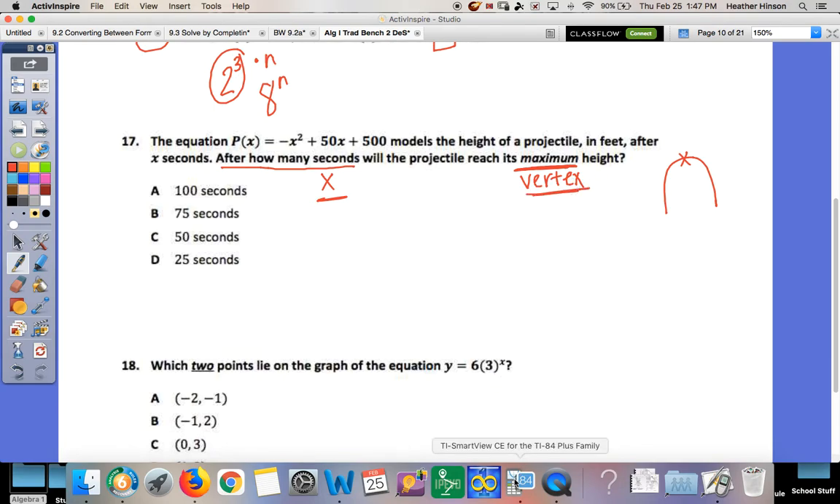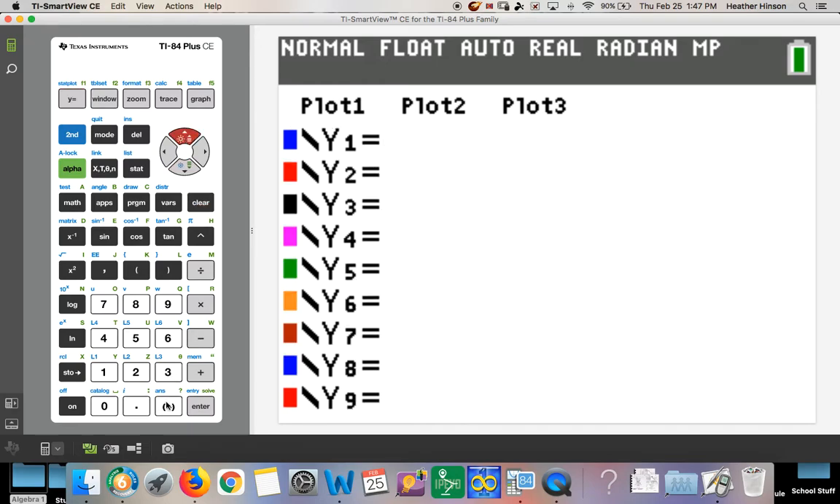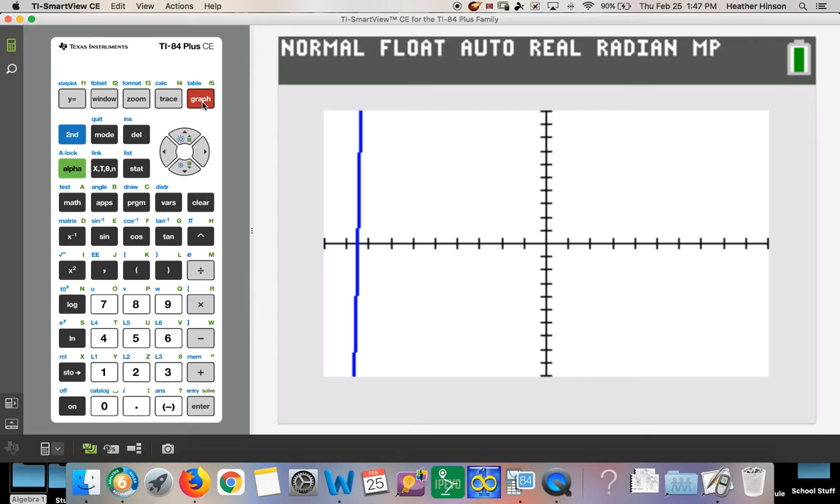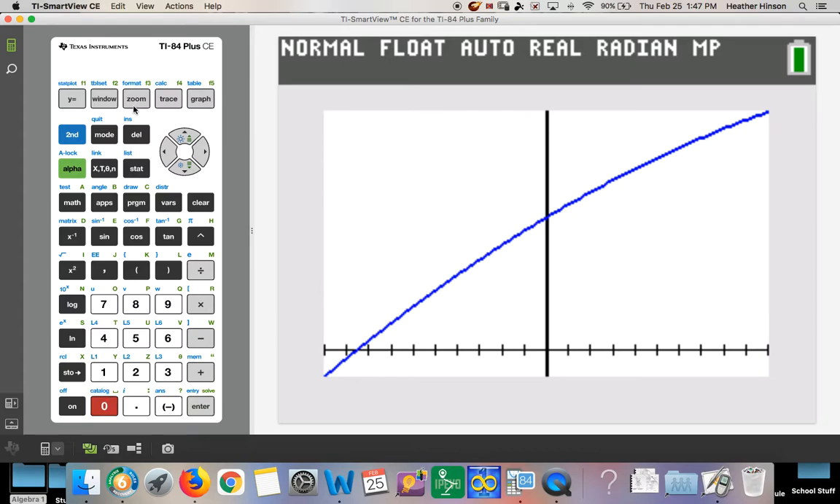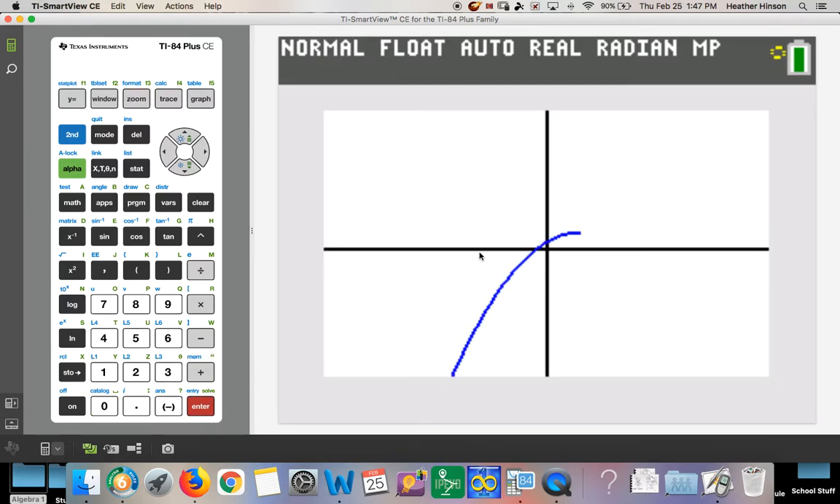So we can just graph it in our calculator. So negative x squared plus 50x plus 500. And we're going to have to zoom out to get this. So you can zoom out or you can hit zoom fit, which is 0. They didn't zoom correctly. Let's see. There we go. There's our max right there.